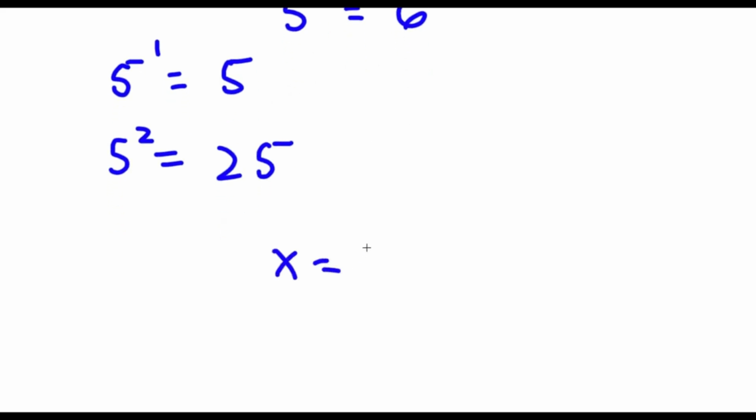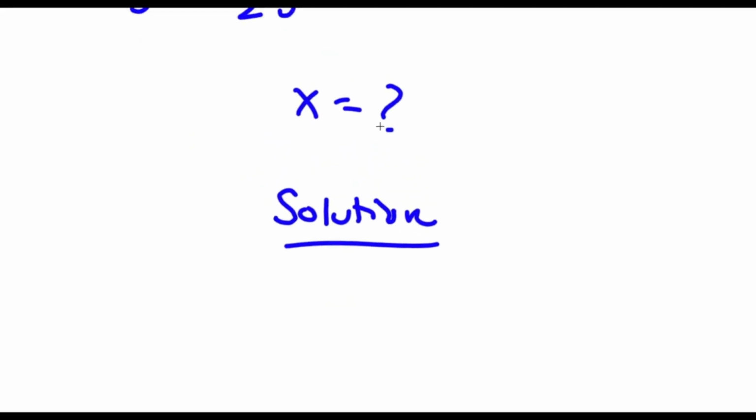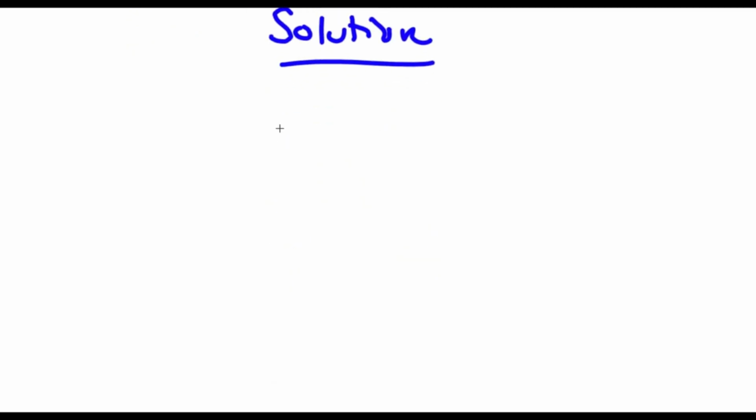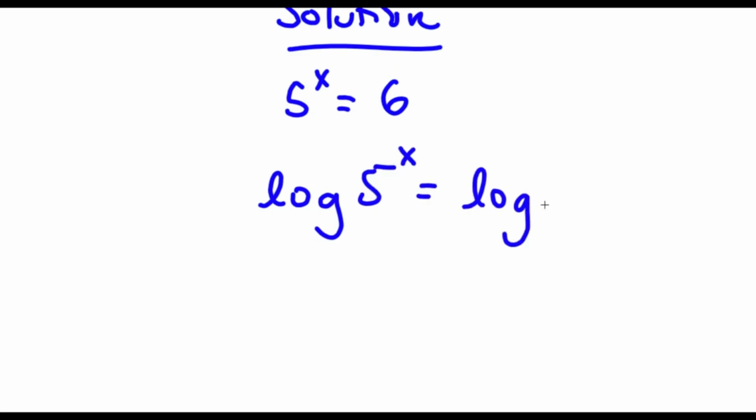So, to find the value of x here, this is my solution. I first start with 5 to the power of x is equal to 6. Now I'm going to go ahead and take the log on both sides. So now I have log 5 to the power of x is equal to log 6.